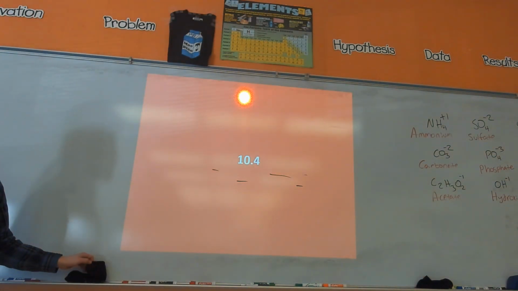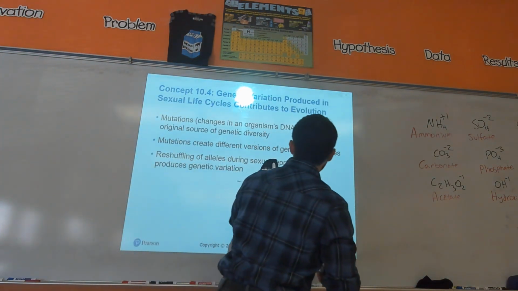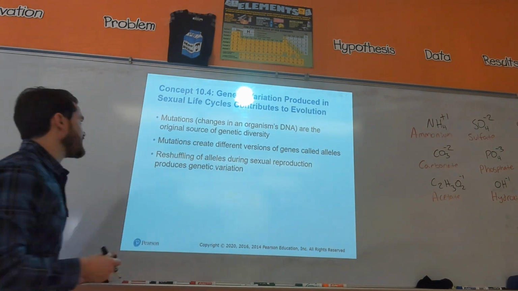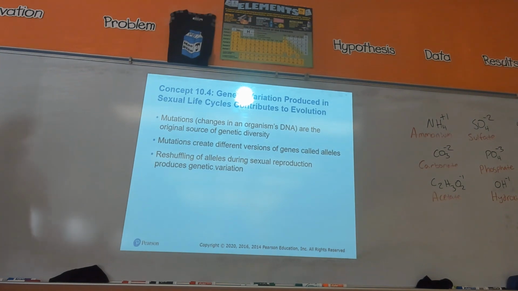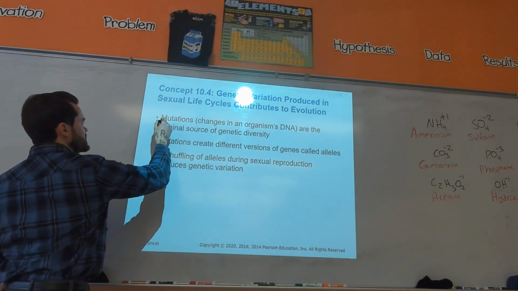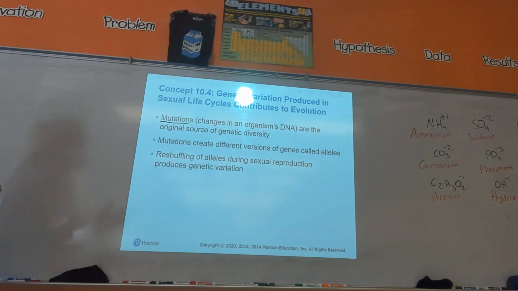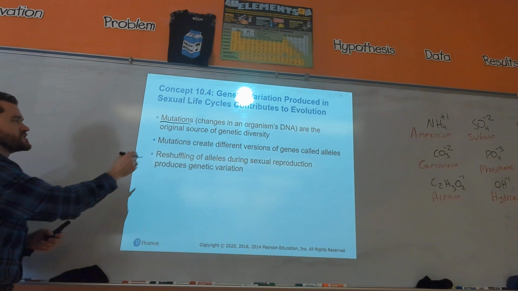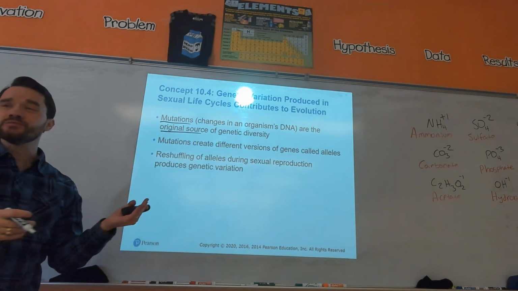Okay. All right, so looking at 10.4. 10.4 is focused on how exactly we produce genetic variation in meiosis. And a lot of this we've talked about, although what we haven't talked about is mutations. So ultimately, the original source of genetic diversity comes from mutations.